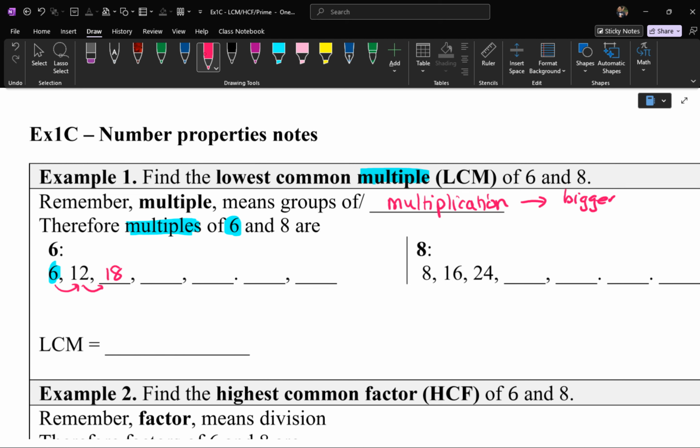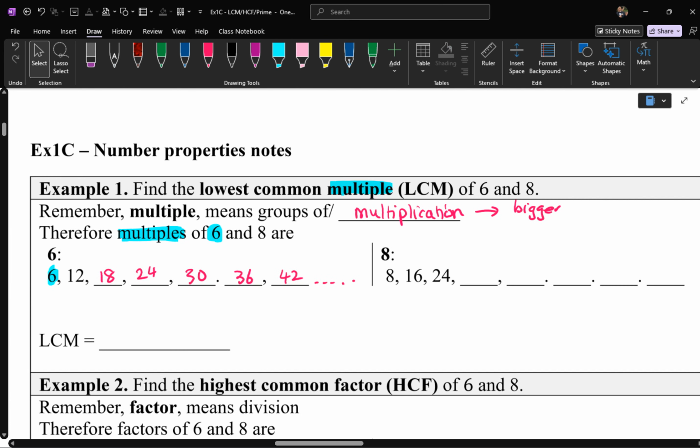18, very good. And then 18 plus another 6. Let's go with Wilbur. 24. So these are multiples of 6 as we're going. 24 plus another 6. 30, very good. And then 30 plus another 6 gives me 36. And then 42. Very good. This is what we call multiples, and you can see the numbers get larger and technically go on infinitely. Let's do the same for the multiples of 8.